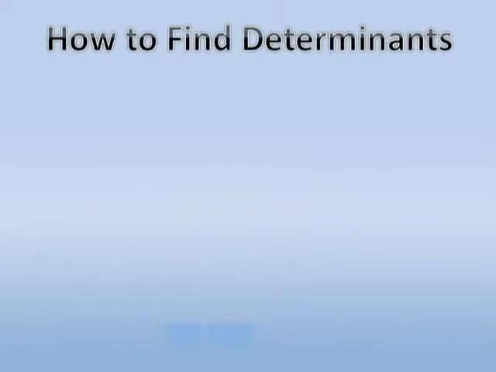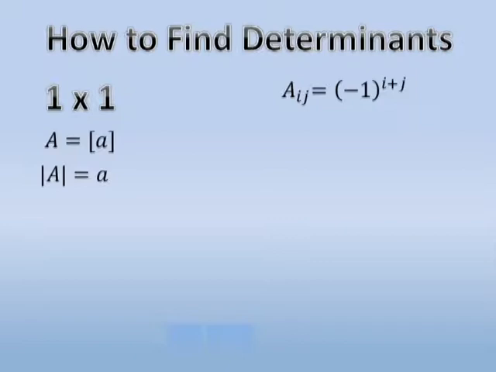Determinants only exist when using a square matrix of n-by-n order. If the determinant is 0, the matrix is not invertible, or singular. The determinant of a 1-by-1 matrix is itself. Cofactors are used to find determinants of larger matrices. This creates a checkerboard effect.